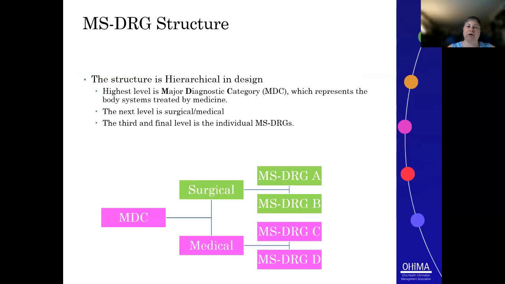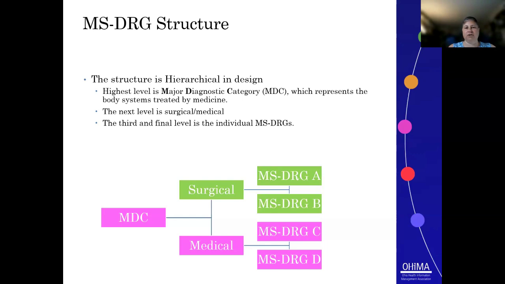So this structure is hierarchical in design. The highest level is the major diagnostic category, or the MDC. And we're going to use that term throughout this presentation because it plays a key role in assigning the correct MS-DRG. MDCs represent body systems treated by medicine. Think of diseases of the musculoskeletal system or infectious disease. They kind of line up with the different chapters in your ICD-10-CM codebook.